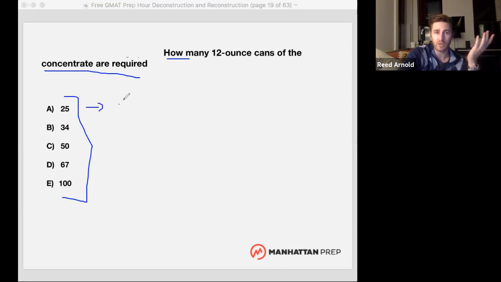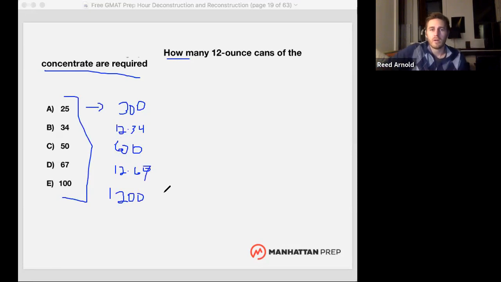I either have 12 times 25, that's 300 ounces, or 12 times 34, which I don't know off the top of my head, I'd have to do the math. 12 times 50, that's going to be 600. 12 times 67, that's going to be a big number, 700 something, maybe almost 800, or it could be 1,200. I can infer about this situation that I have either 300 ounces of concentrate, or 12 times 34, which would be 360 plus 48, it'd be 408. I should just do the math.